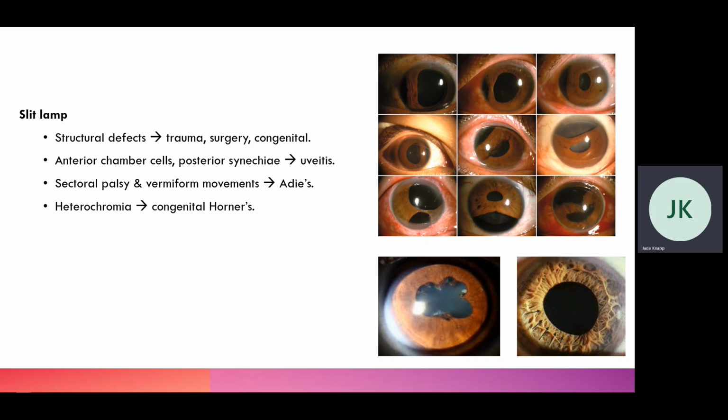Heterochromia means different coloured irises. So congenital Horner syndrome that you can be born with is a cause of one pupil being coloured differently to another. It's one of the causes of different pupil coloration. These are all things that you can see on the slit lamp.